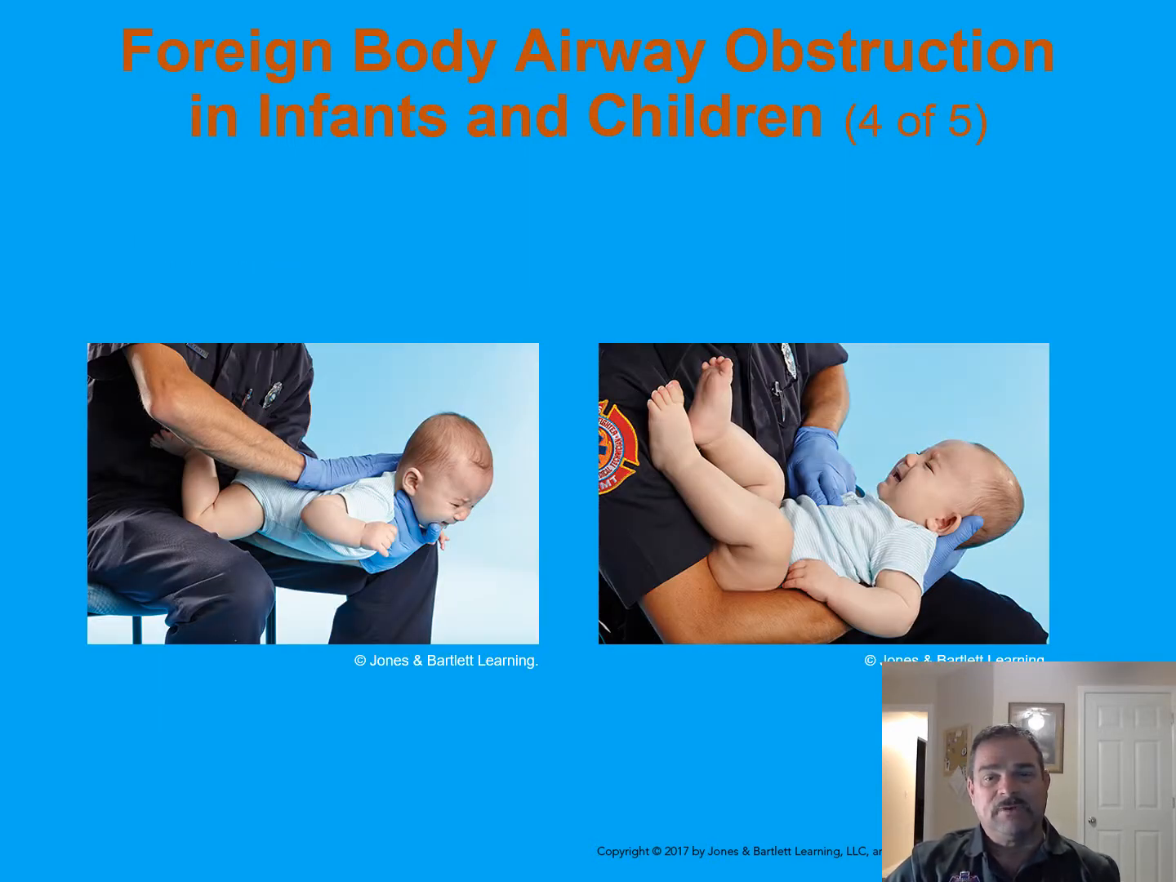Here you go. There's your back slaps, and then there's your chest thrust. You're just flipping them back and forth until you can get the object out. Make sure that you support them. Don't drop them. That's going to be even worse. But anyhow, back slaps ×5, chest thrust ×5 until it comes out.